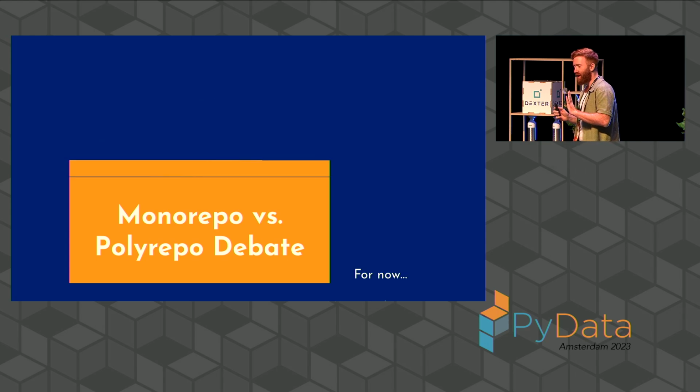And then just say, okay, if you like polyrepos, that's okay. We can settle our differences, maybe like over drinks later.